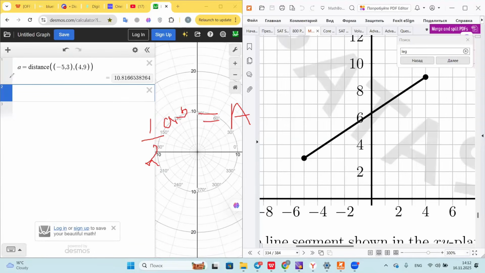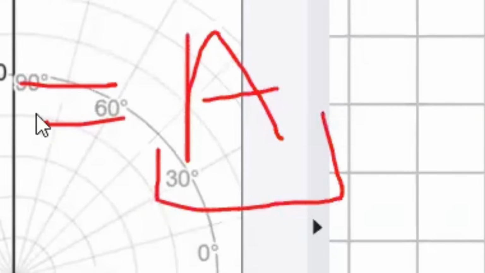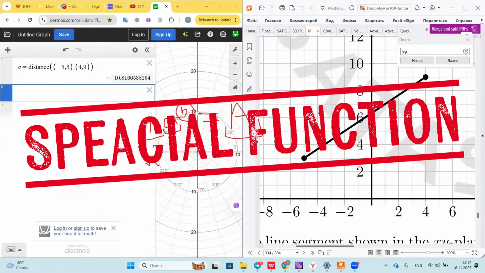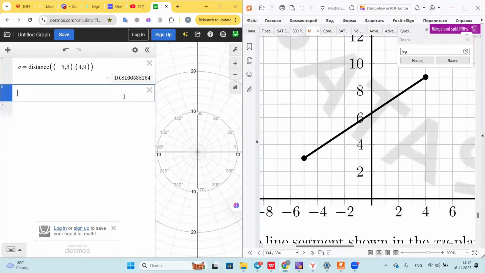In this question, we are given the area, so we know this, guys, and we need to find this. For this, in Desmos, there is a special function called regression. With regression, you can solve any equation.